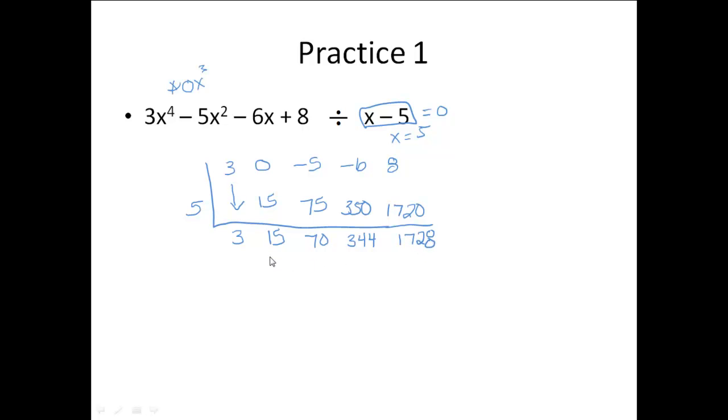Now I need to take these numbers and rewrite my new equation. So the 3 is my leading coefficient. Then I come back up to the top and I look at my degree, which was x to the 4th, so I drop down 1 degree, so I would be x to the 3rd. And then I just keep filling in the blanks. 15x squared plus 70x plus 344, and that leaves my remainder. So I would have plus 1728 over my divisor, which was right up here, the x minus 5.